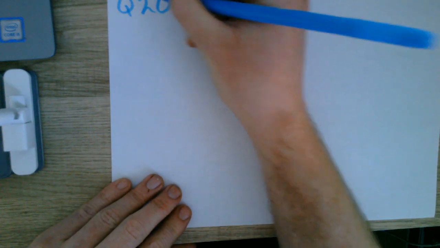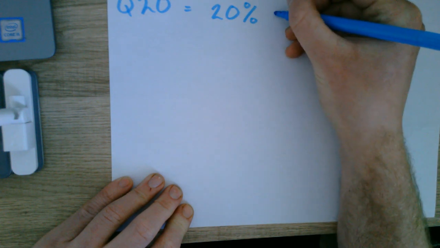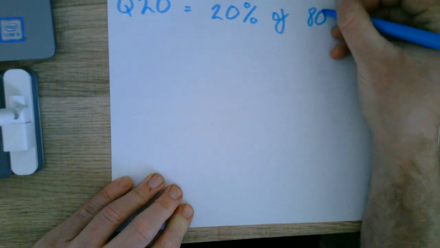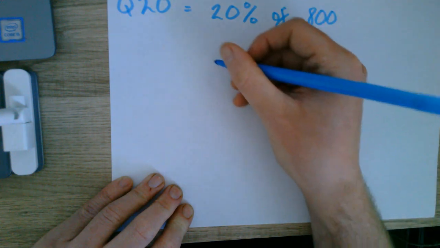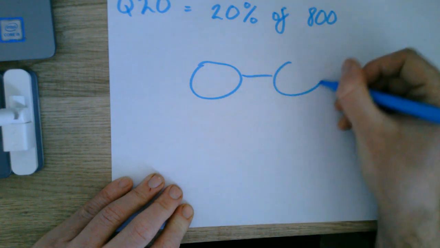Question 20 involves finding a percentage of an amount. For this question, we're going to use something called the bubble method. I'm going to show you how to set out the question as a template for all percentage of amount questions, and then we'll fill it in for this.